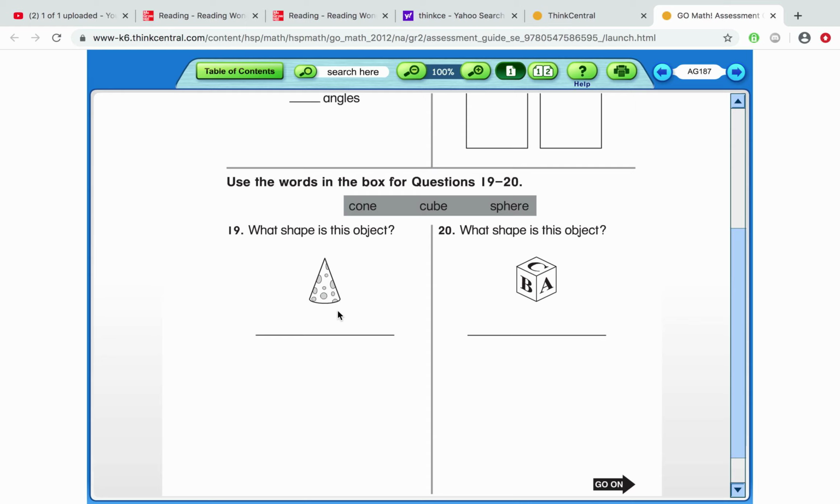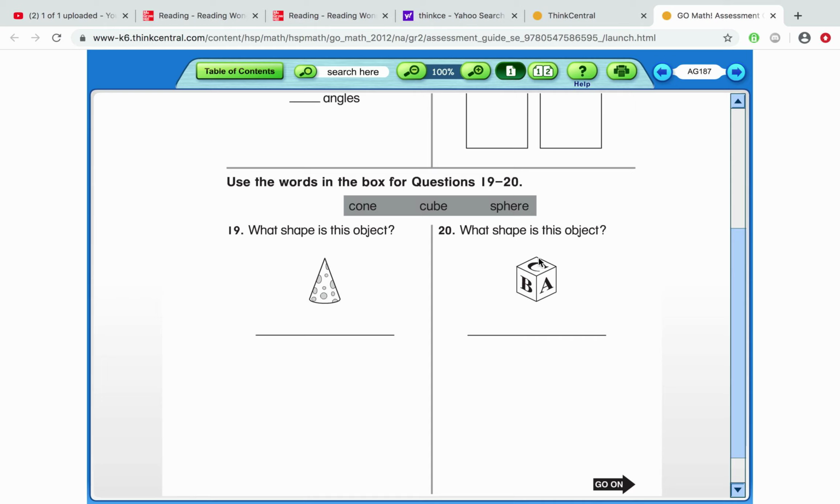If you're writing down cone, you are correct. That birthday hat is in the shape of a cone. Next, for number 20, what shape is this object? Looks like it's a real-life object of a block. Is that what we have left? Either a cube or a sphere? I hope you're writing cube.